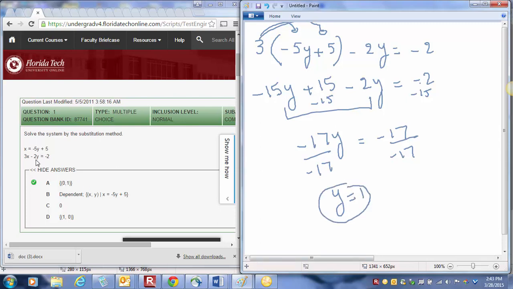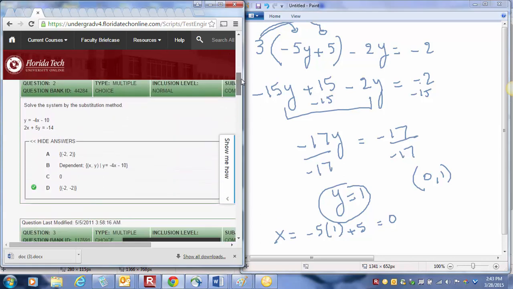I want to substitute either here or here. Let's substitute in the first equation. x would be negative 5 times 1 plus 5. And of course, negative 5 plus 5 is 0. And the solution would be x is 0, y is 1. And that would be the first option, A.